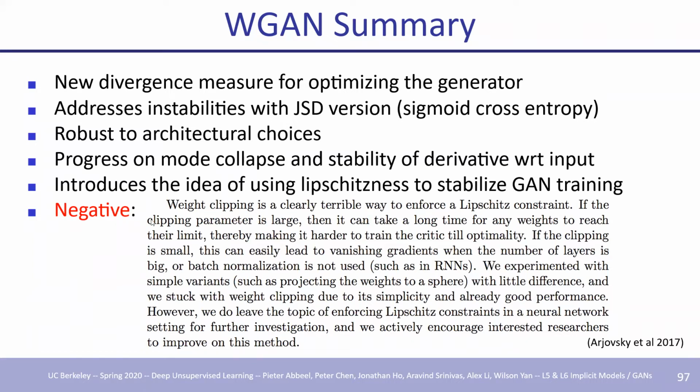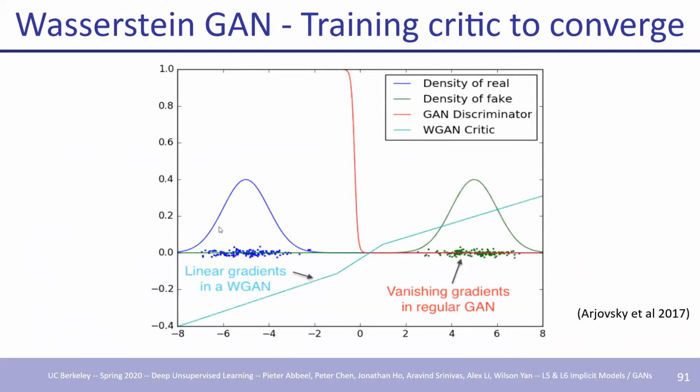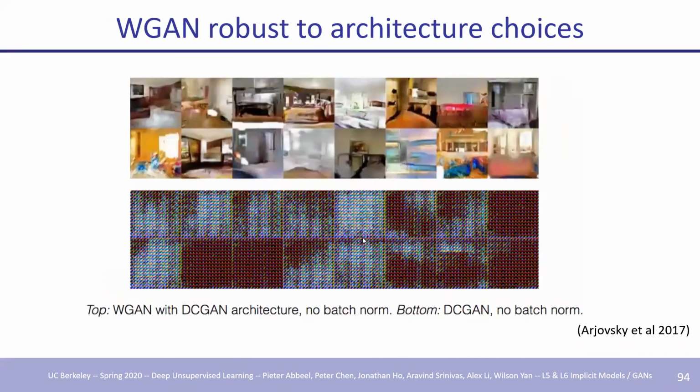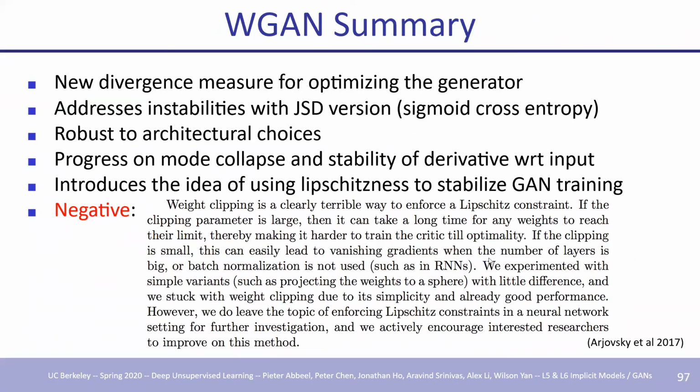Okay, and the negative is that weight clipping is obviously a bad idea. So we have to set a hyperparameter for the weight clip here. Sorry, going back quite a bit. Here we have to set the hyperparameter minus c and c, the clipping parameter. But if it's too big, it causes problems. If it's too small, it causes other problems. And so this paragraph basically says that clipping is probably the weakest part of WGAN.